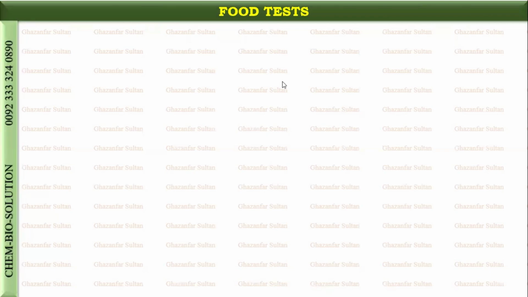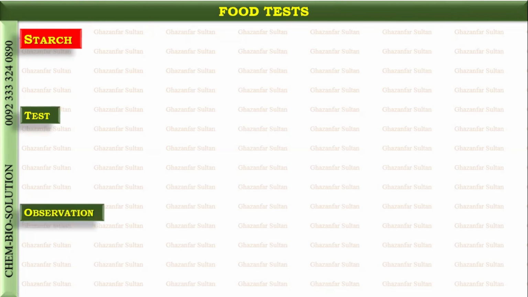Today we are going to study food testing, the biochemical testing of carbohydrates, different types of carbohydrates, and proteins and fats. So first of all, we will see the starch. We will see the chemical test and its observation.